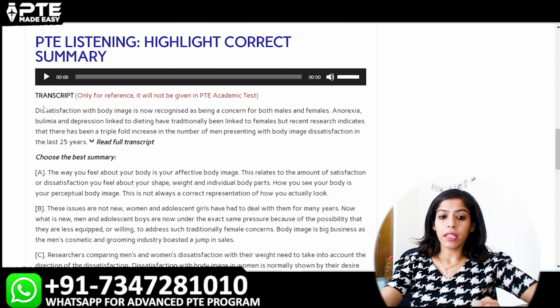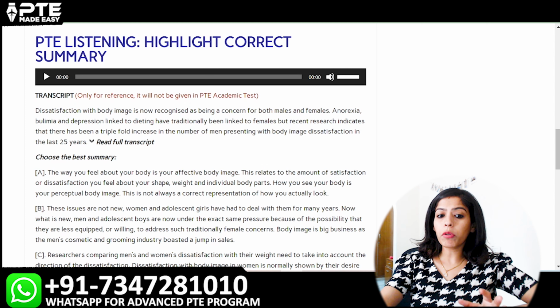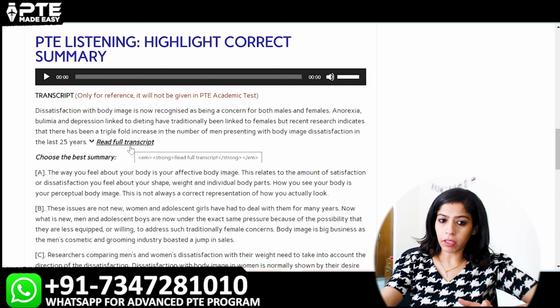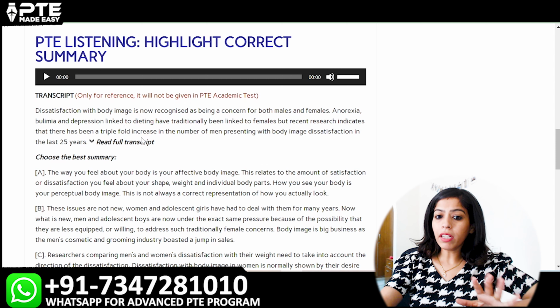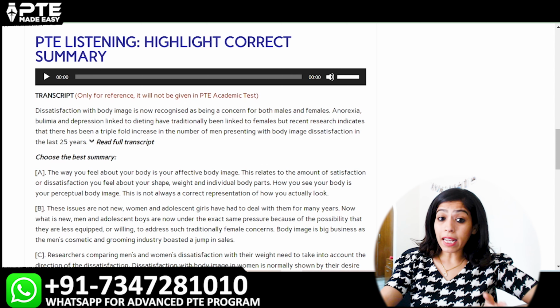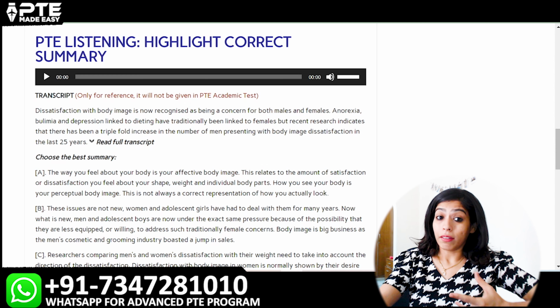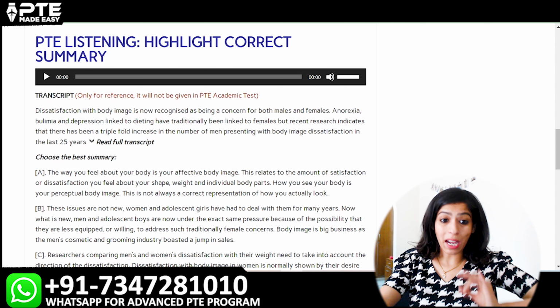Here we have this. They have mentioned 3 to 4 lines and they are talking about dissatisfaction. Here we have the transcript as well, which will not be given to us. So basically this part will not be given to us. What exactly do we need to do? We simply need to listen, and on the basis of listening, we'll prepare notes. So this is only for reference. This is not for finding the answer in the actual exam. Let's start with the audio.